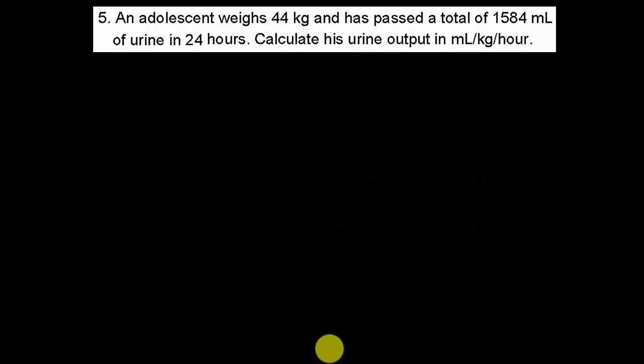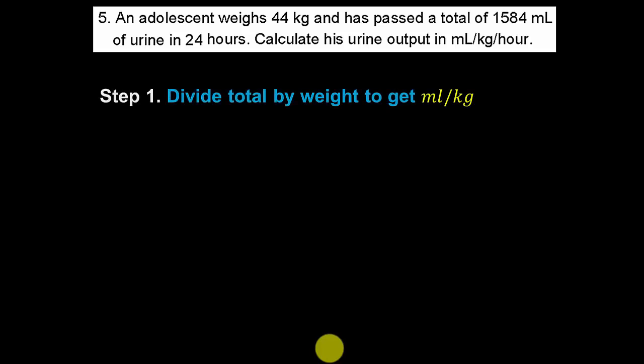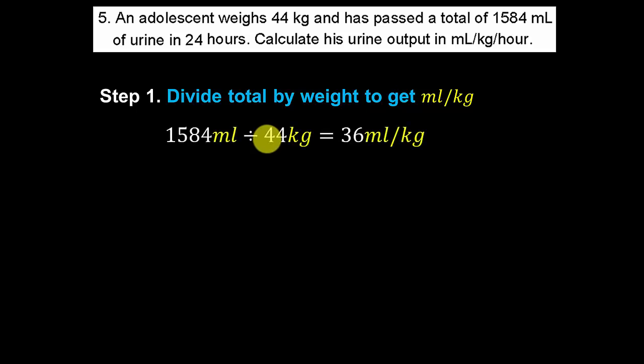Question 5. An adolescent weighs 44 kilograms and has passed a total of 1584 milliliters of urine in 24 hours. Calculate his urine output in milliliters per kilogram per hour. There seems to be a lot going on here, so let's take it nice and steady. Because I want milliliters per kilogram as part of my answer, but I've got 1584 milliliters for a 44 kilogram child, I must divide that 1584 by the child's weight. So 1584 divided by 44 gives me 36 milliliters per kilogram.